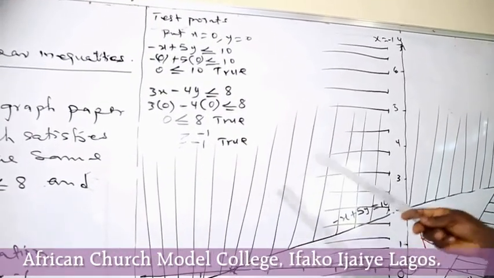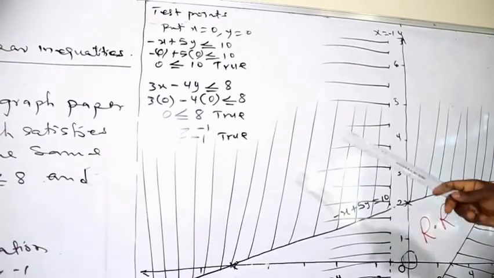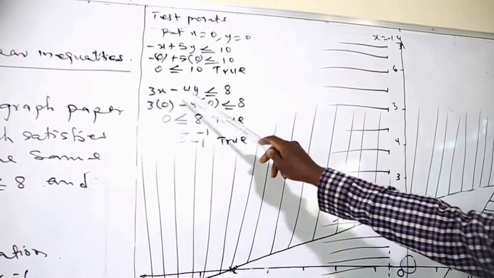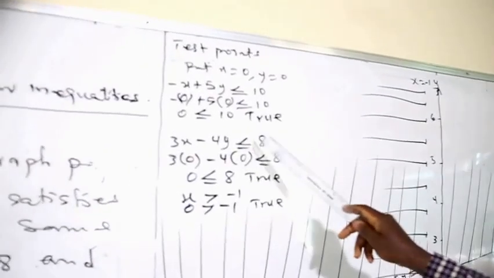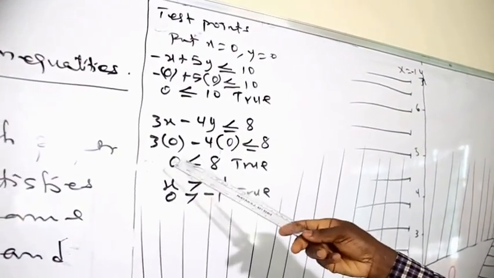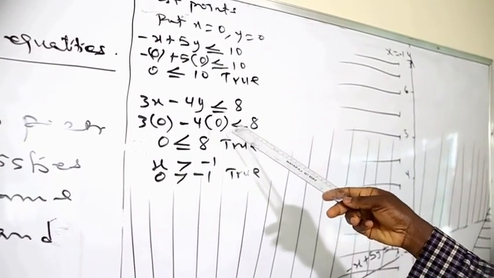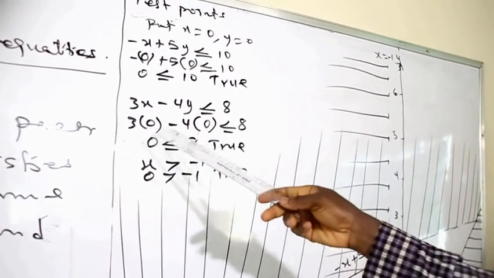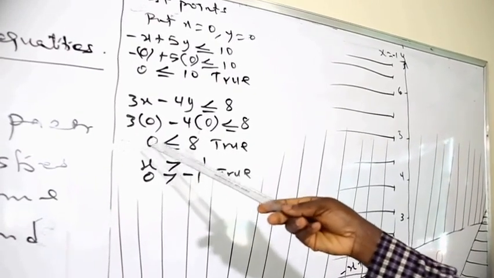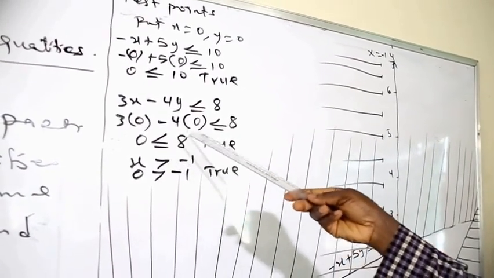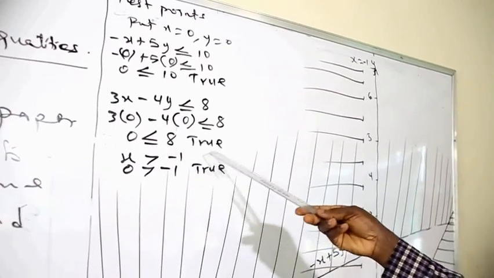Then again, by putting x is equal to 0, y is equal to 0, let us see whether we are going to arrive at a true statement. I have 3x minus 4y is less than or equal to 8. Here, I'm putting x to be 0. 3 into 0 minus 4 into 0 is less than or equal to 8. When this one is simplified, we are going to have 0 is less than or equal to 8, which is true.